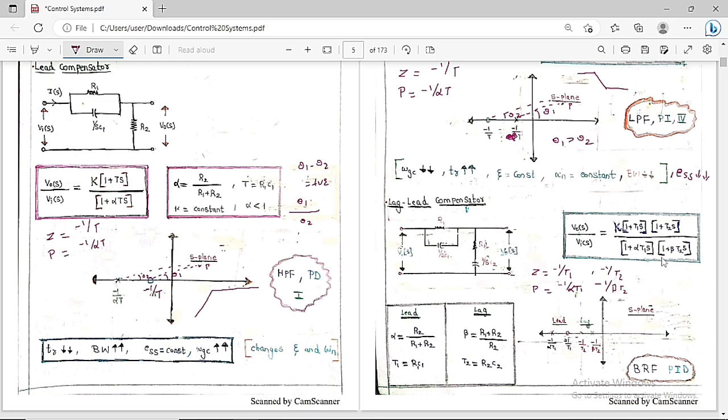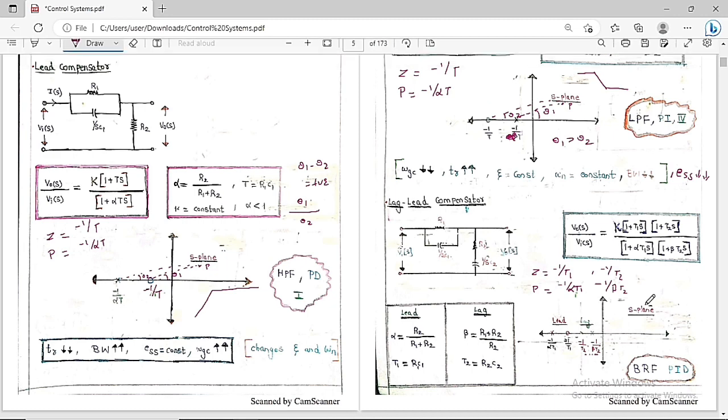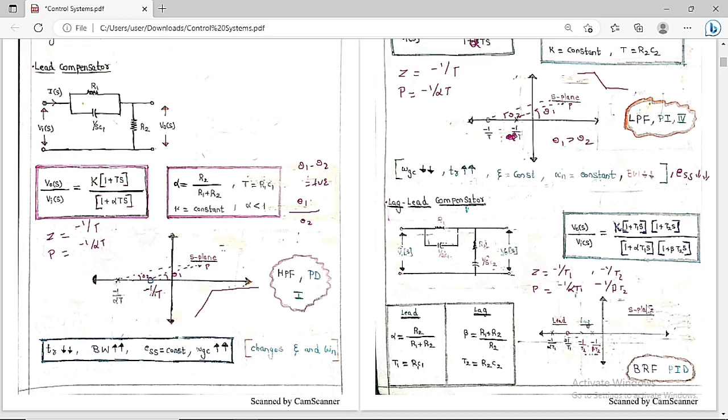These are nothing but lag compensators. This part belongs to the lag compensator and this part belongs to the lead compensator. If you travel in this direction, the first thing we see is the lag and then we see the lead, and that is the reason it is called the lag-lead compensator.